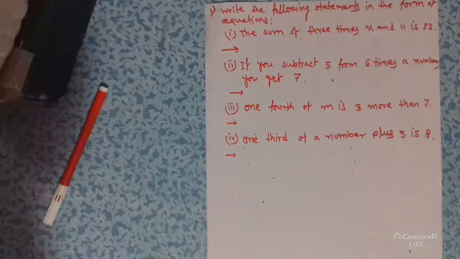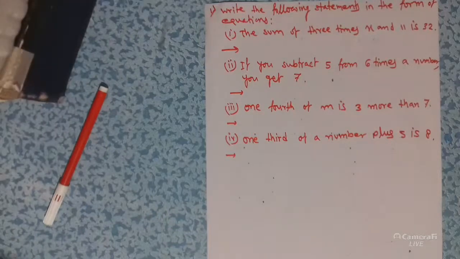So, problem number 2. Saurabh has sent problem number 2. Where is 1? Ayush sent that the first number is 3x plus 11 is equal to 32.